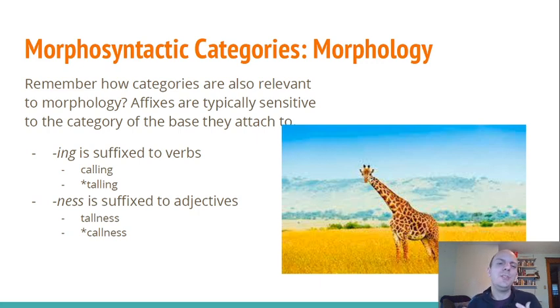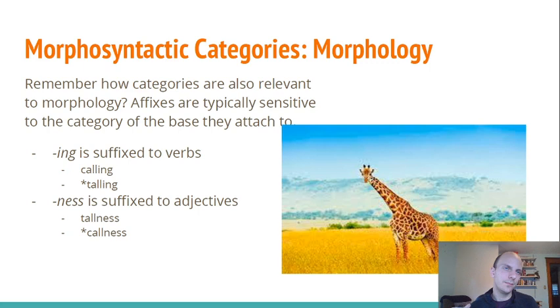I'm calling them. But you can't really add this -ing suffix onto, say, an adjective, like tall. This giraffe is tall. But you can't add the -ing suffix to make it talling. Doesn't work that way. -Ness, similarly, we'll find that each affix has its own morphosyntactic category that it has to attach to. -Ness is the opposite. It does like to attach to adjectives. Things like tall go to tallness, but you can't really add it to verbs, like call goes to callness. So if we're testing what part of speech a word is, we can take some of these affixes in which we know what part of speech they attach to and try to attach them.